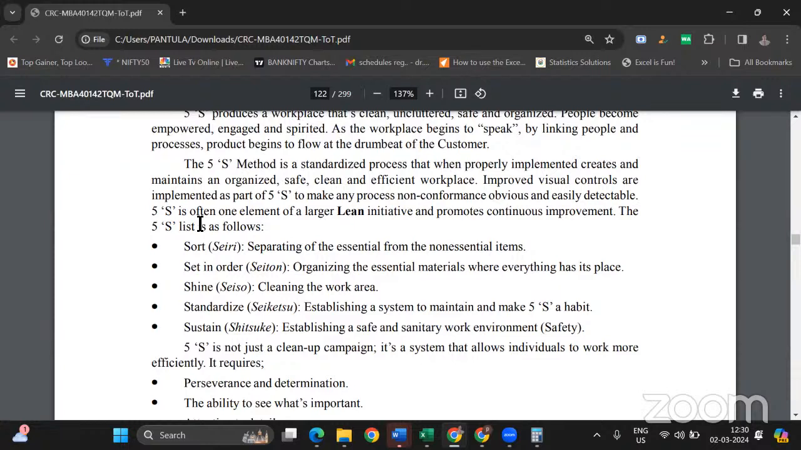These are the 5S principles followed by Japanese people, and even now the whole world follows the 5S principle. Again, I'm repeating: sort, set in order, shine, standardize, and sustain. So these are the 5S. 5S is not just a cleanup campaign. Now, we may have raw material or clumsy piles of files.